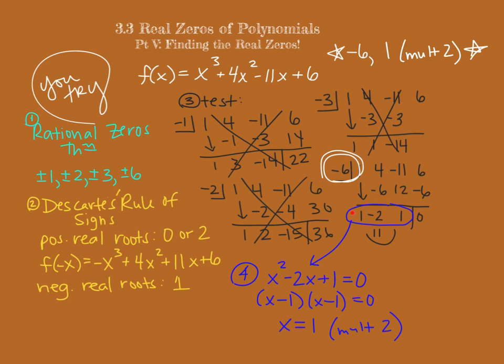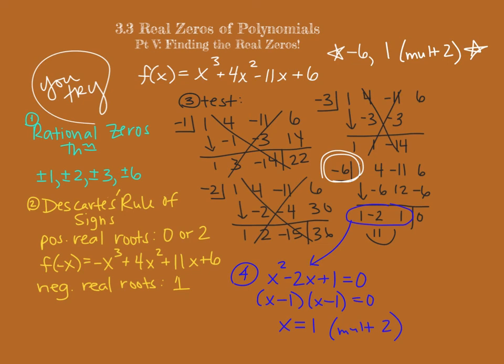We were left with a quadratic because we started with a cubic. And this quadratic was actually factorable. It factored into x minus 1 times x minus 1. Solving that gave us x equals 1 2 times, so it had a multiplicity of 2. You definitely could have used the quadratic formula, but when it's factorable, there's no need to do so.